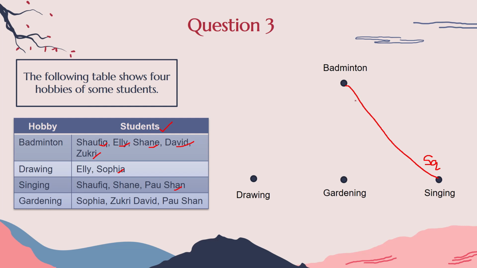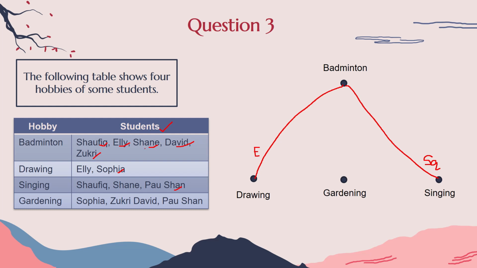This is our first edge, which is Shafiq. You can write the full name. I write letters only, SQ, because I have a problem writing down the name. Next, the second edge that we look at is Ellie. The first hobby that Ellie has is badminton, and the second hobby is drawing. Badminton and drawing. Now we draw the line here to represent Ellie. Then we label it as E. This is our second edge.